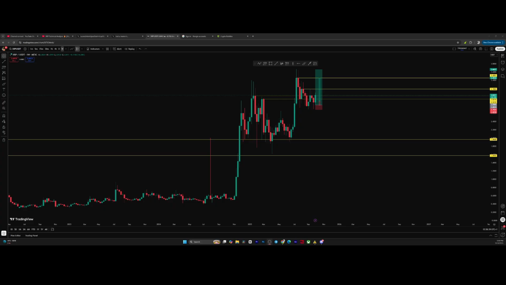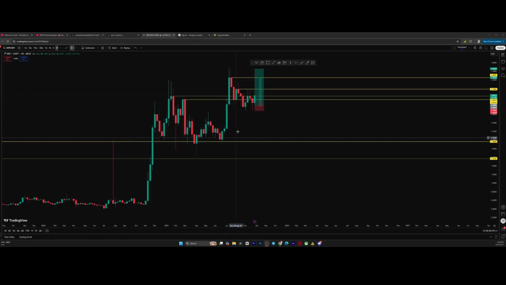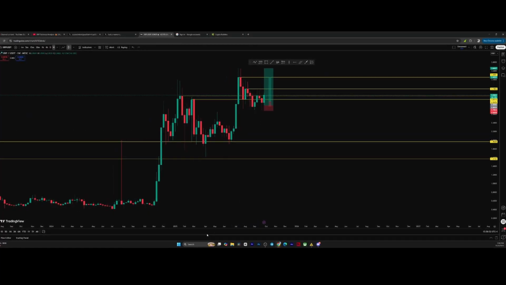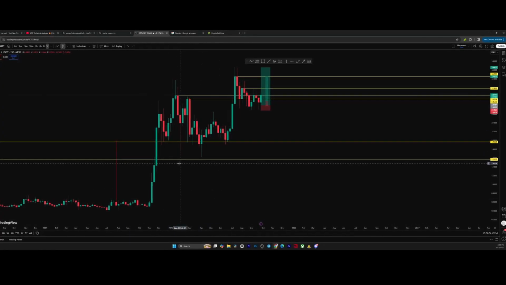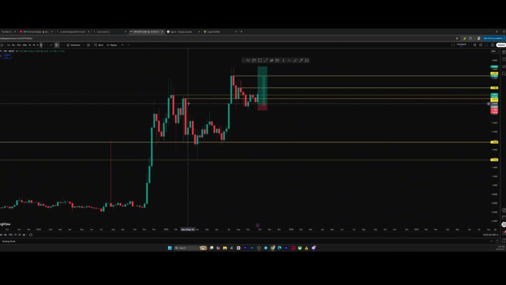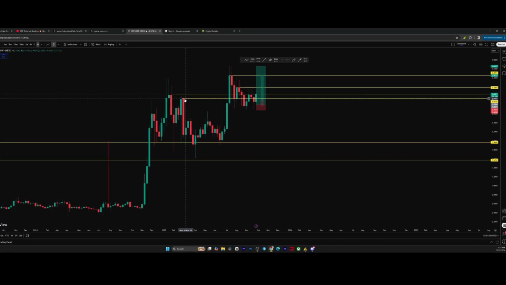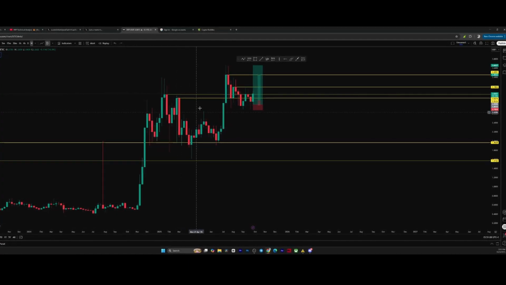So in today's video we're going to be looking at XRP. In our previous video we took a look at XRP and that's how we marked out these levels. So if you're wondering where these lines came from and the reasons for them, you can check out the previous video. I'm going to leave a link somewhere around.